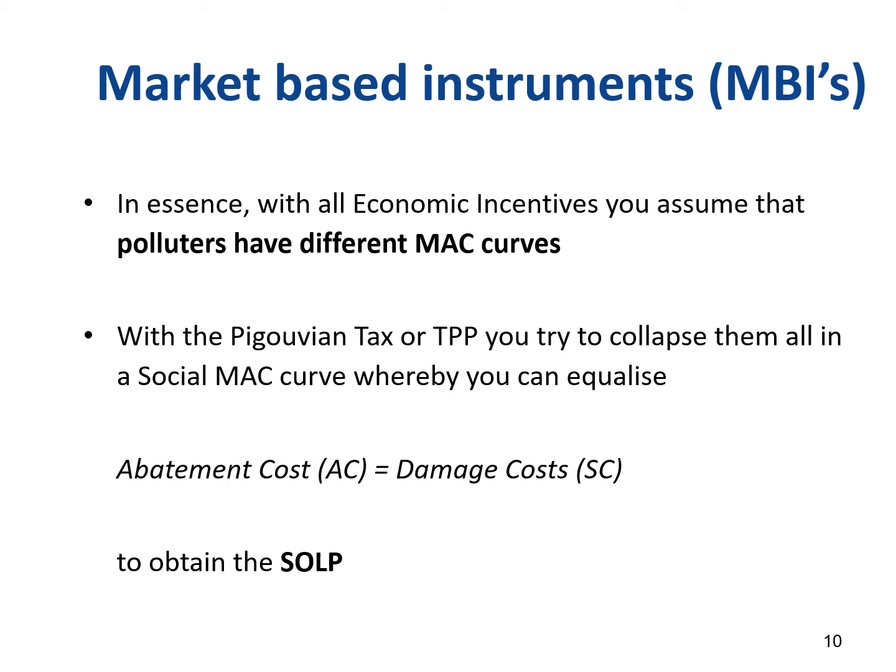So with market-based instruments, in essence, with all these MBIs or economic incentives, you assume that polluters all have different marginal abatement costs, and these curves are then different for each of these companies. And with the Pigovian tax or tradable pollution permits, you try to collapse them all into a social marginal abatement cost curve whereby you can equalize the costs accordingly, so that bigger polluters, smaller polluters, etc., they all have to abide by the same costs and it's a level playing field.